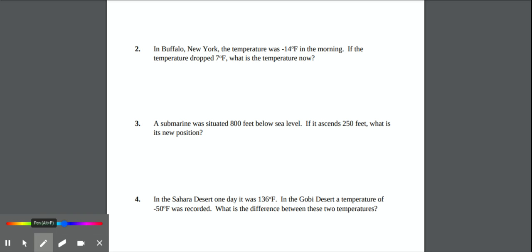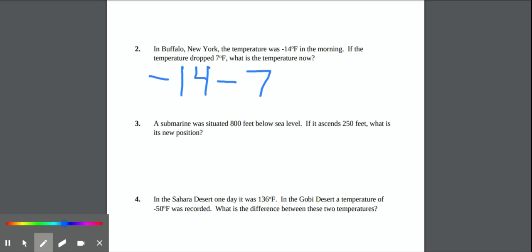Number 2 says in Buffalo, New York, the temperature was negative 14 in the morning. If the temperature dropped 7 degrees, what is the temperature now? Okay, so let's write. We start out with negative 14. My question to you is, dropped 7. If it dropped 7, are we going to put a plus sign or a minus sign? Dropped, I'm going to say is negative. So minus 7.